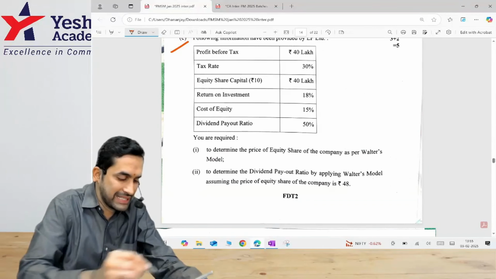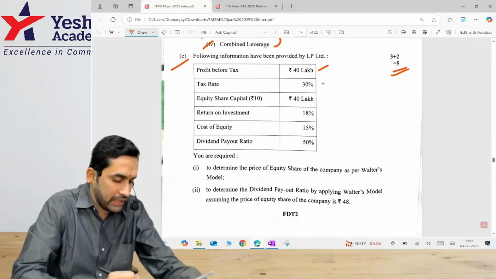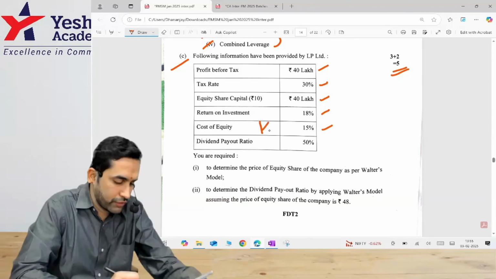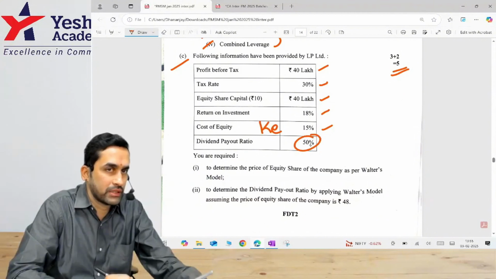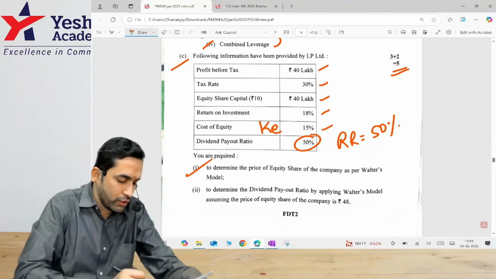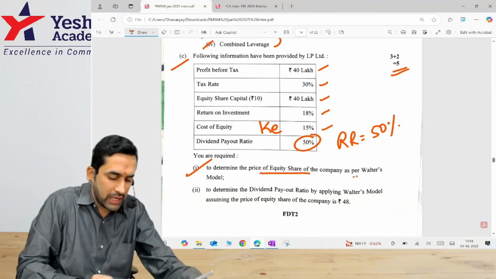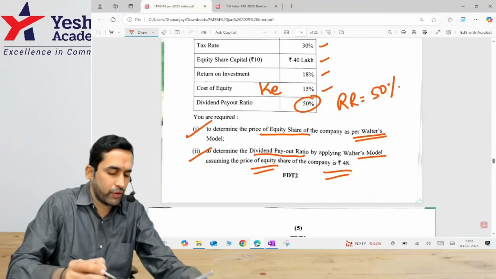Next, question number C. This was for 5 marks. They have given PBT, tax rate, equity, return on investment, cost of equity, dividend payout ratio. Tell me, if payout ratio is 50%, then retention ratio is 50%. You are required to find out price of the share as per Walter model. Determine payout ratio by adopting Walter model, assuming the price should be 48.